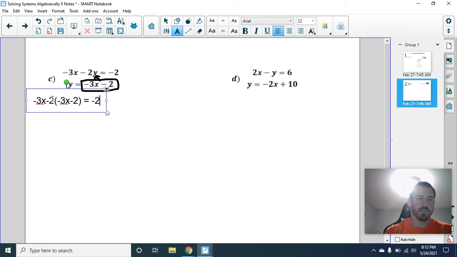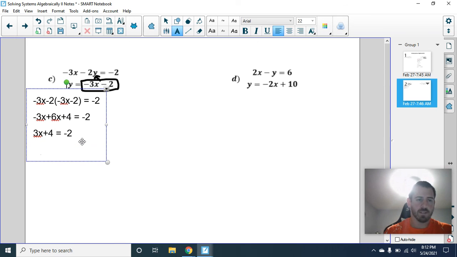Then we just go from there. Now, parentheses, that means we need to distribute. Last problem, we only had to distribute the negative, so this one takes a little bit more work. So I still have -3x to start, and then I do negative 2 times negative 3x gives me a plus 6x. Negative 2 times negative 2 gives me a plus 4. And that's equal to negative 2 still. Next step, combine our like terms. So I get 3x plus 4 equals negative 2. And then we have an actual two-step equation finally.